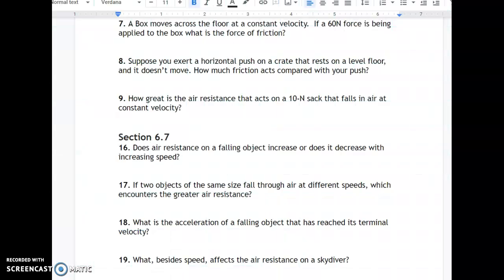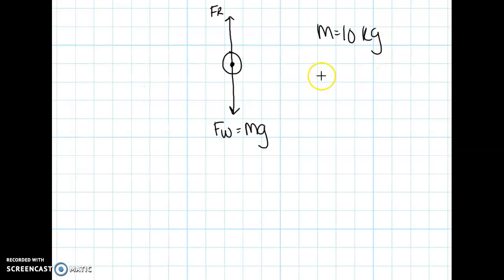So right now we're not really sure what this air resistance is equal to, so let's look back at the problem. How great is the air resistance that acts on a 10 Newton sack that falls in the air at a constant velocity? Again, constant velocity here is the key word.